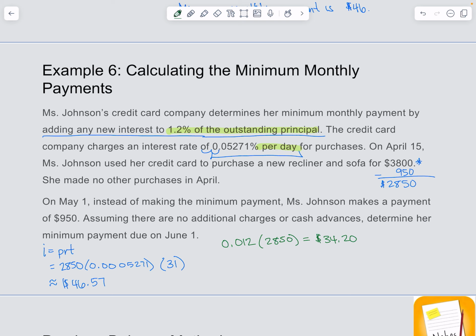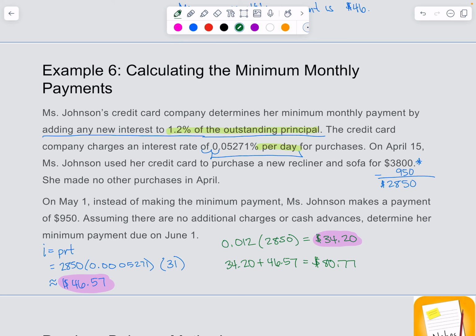So now we have the interest. Interest is right here. We have 1.2% of our principal right here. So we add these two things together. 34.20, our principal portion, plus $46.57, the interest, and this gives us $80.77.